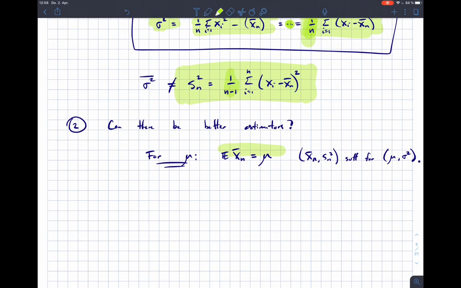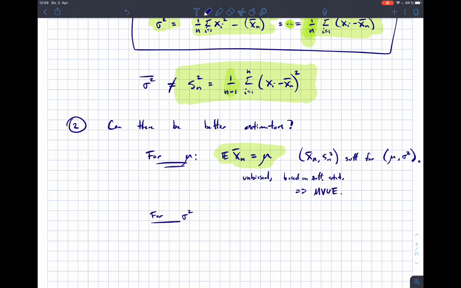So here for mu I have an unbiased estimator, and it's a function of a sufficient statistic. So this means it's a special kind of estimator, which is the minimum variance unbiased estimator. So that is nice.